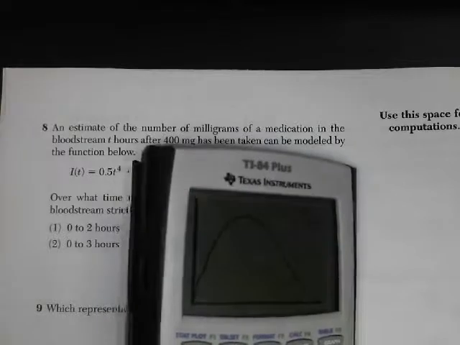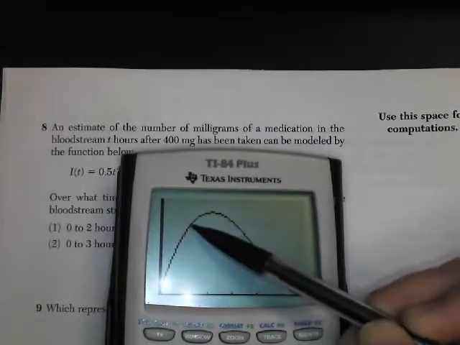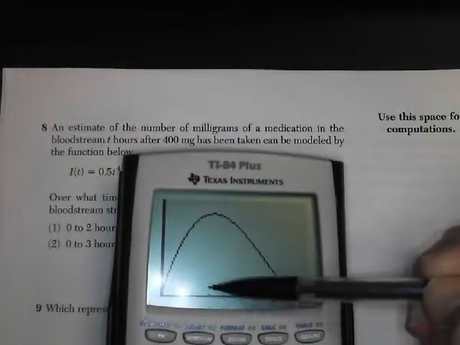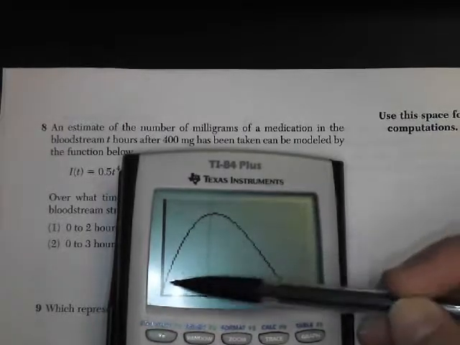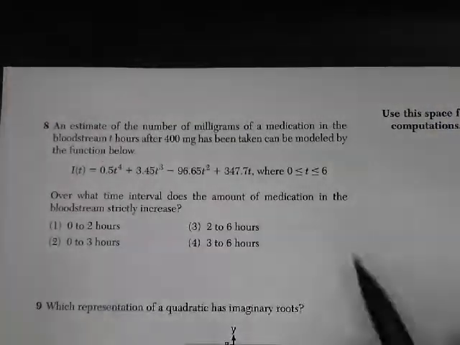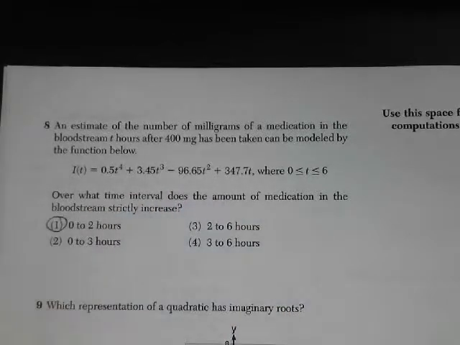y-axis, and we're looking for strictly increasing, which is from here to here it's increasing. And that's at 2 when that stops increasing. So it increases from 0 to 2, and that's just knowing how to look at a graph and understand features of the graph.